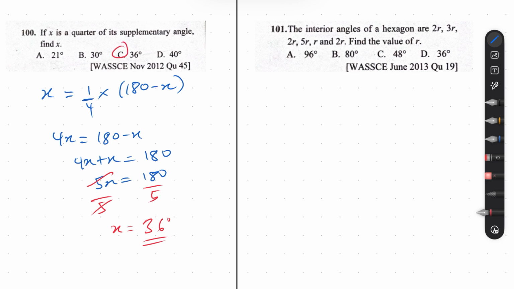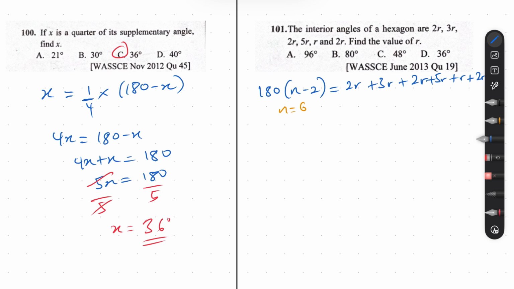Cool. Let's move on to question number 101. It says the interior angles of a hexagon are 2r, 3r, 2r, 5r, r, and 2r. So find the value of r. So we can use the formula for the sum of interior angles. Then we can sum these angles that we've been given. But here we know our n is equal to 6. So when we sum it, we have 2r plus 3r plus 2r plus 5r plus r plus 2r.